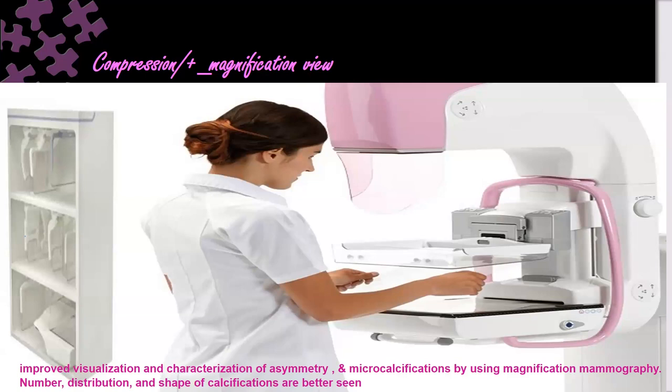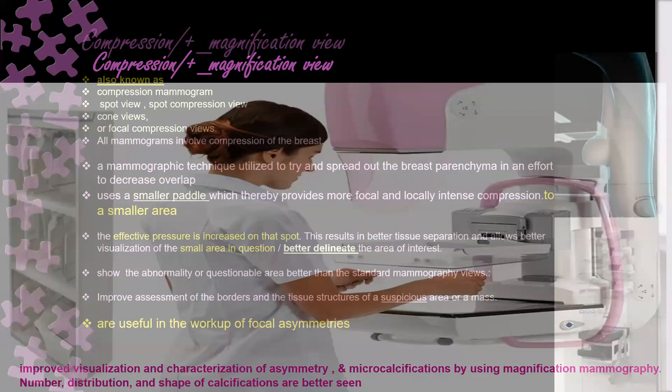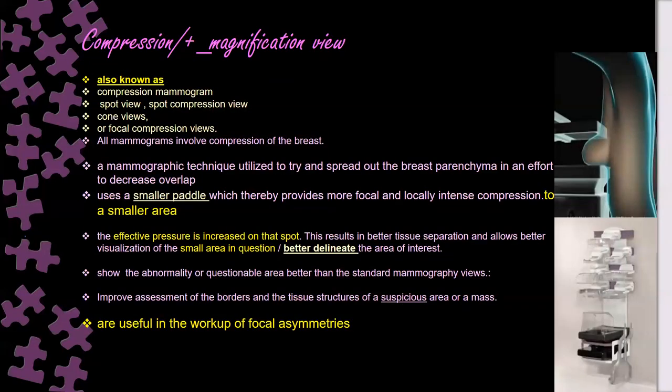The technologist changes the compression bundle, using another one for a smaller area of interest to do a compression or a magnification view, compression with or without magnification. It is not necessarily done with magnification. Compression can be performed without magnification or with magnification. What are the reasons to do a compression, what is the compression, and how can we do it?